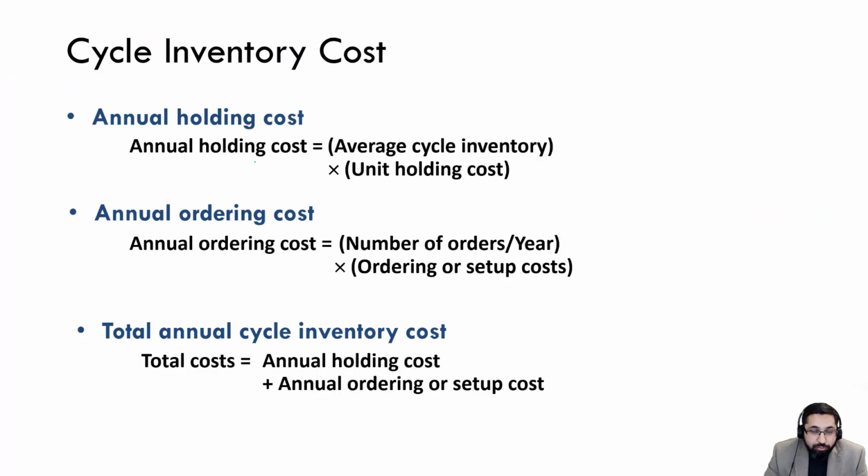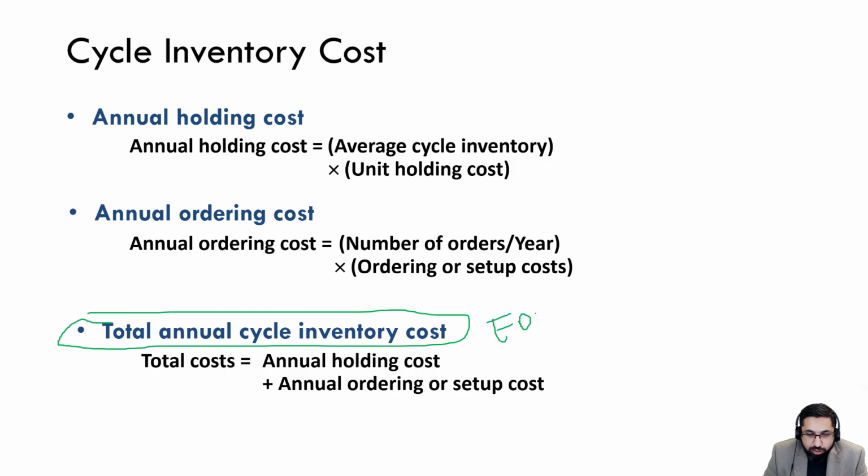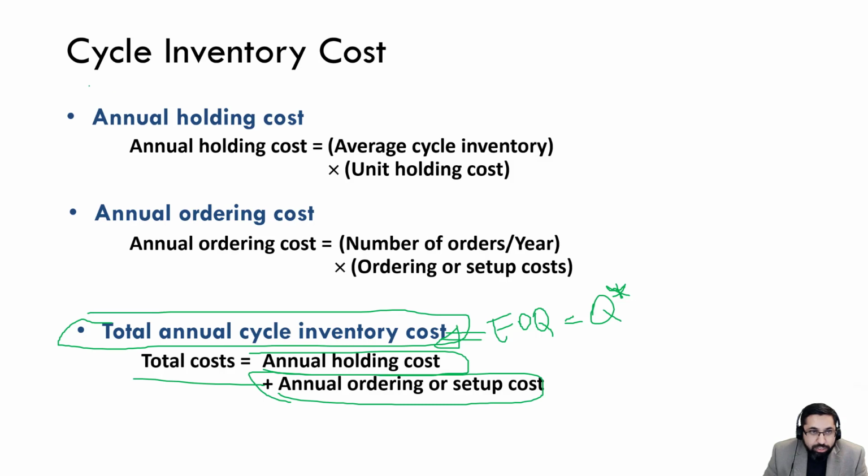Now we're going to look at two types of cost, and we're going to try to minimize our total cost, because the economic order quantity, EOQ, which is also called Q star, the optimal order quantity, is that quantity which is going to minimize our total cost. Our total cost is composed of two types of cost: the holding cost and the ordering or setup cost.